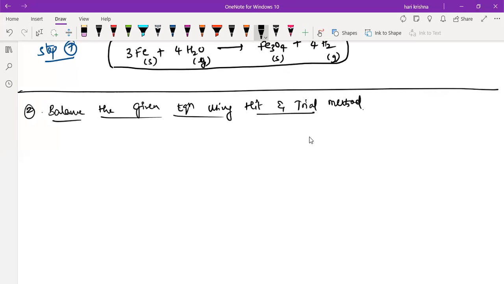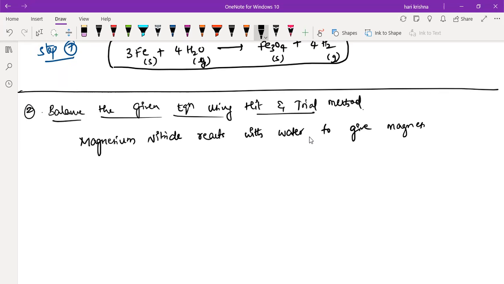So what they have mentioned is magnesium nitride reacts with water to give magnesium hydroxide and ammonia.